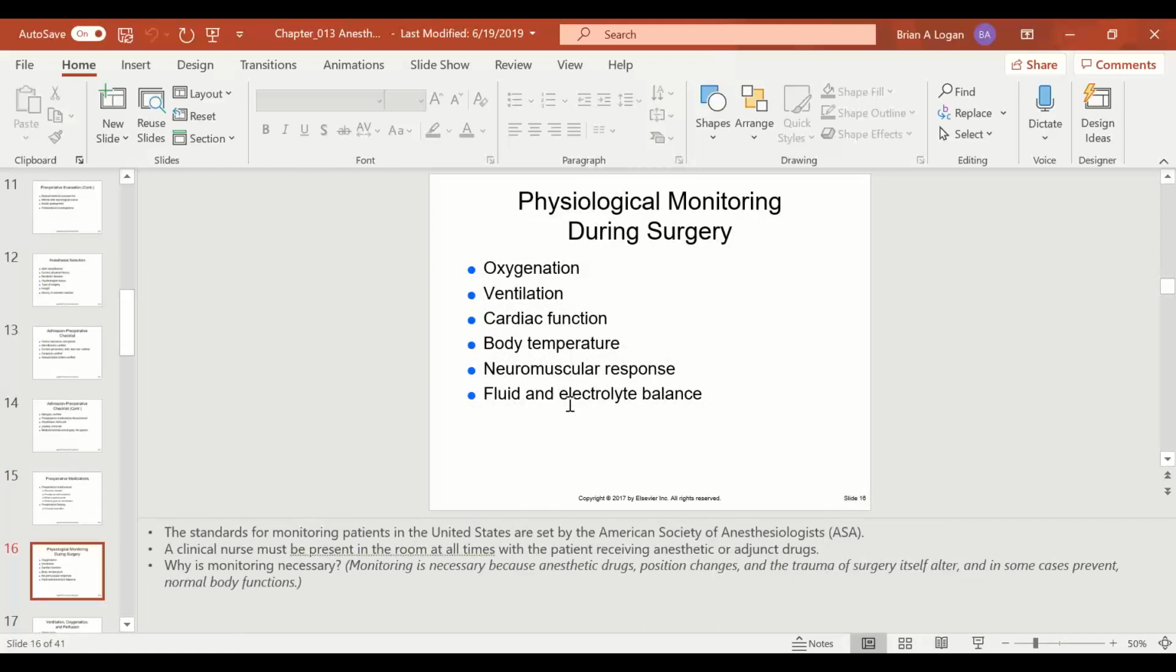They also do the physiological monitoring, right? These are our vital signs. We're checking oxygenation with the pulse ox, right? And ventilation, right? There's the bellows.